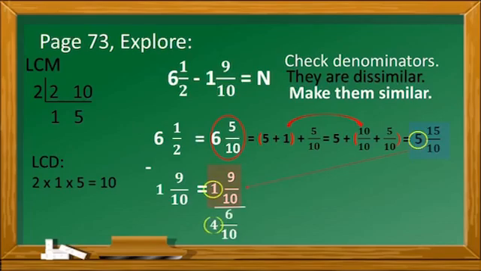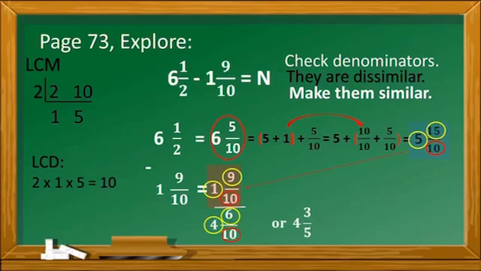5 minus 1 equals 4. 15 minus 9 equals 6. And then we copy the common denominator 10. 4 and 6/10 or 4 and 3/5.